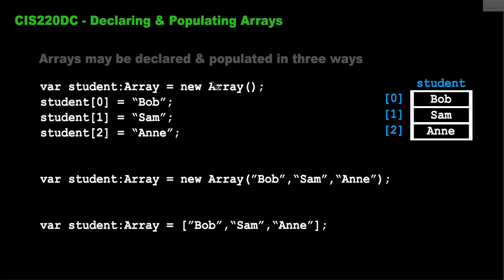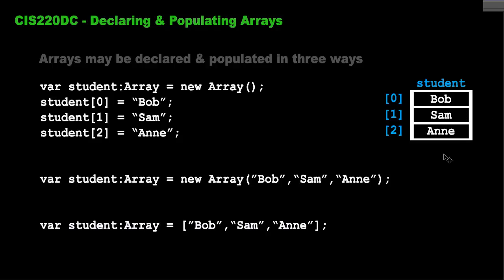So we've seen that we can declare an array and we can populate it separately. We can also populate it using the new Array and putting comma separated items inside the parentheses, and we can use square brackets and put comma separated items inside those square brackets. And the result for all 3 of these is I would get an array called student, and element 0 would be Bob, element 1 would be Sam, and element 2 would be Ann. So those are the 3 ways that we can declare and populate an array.